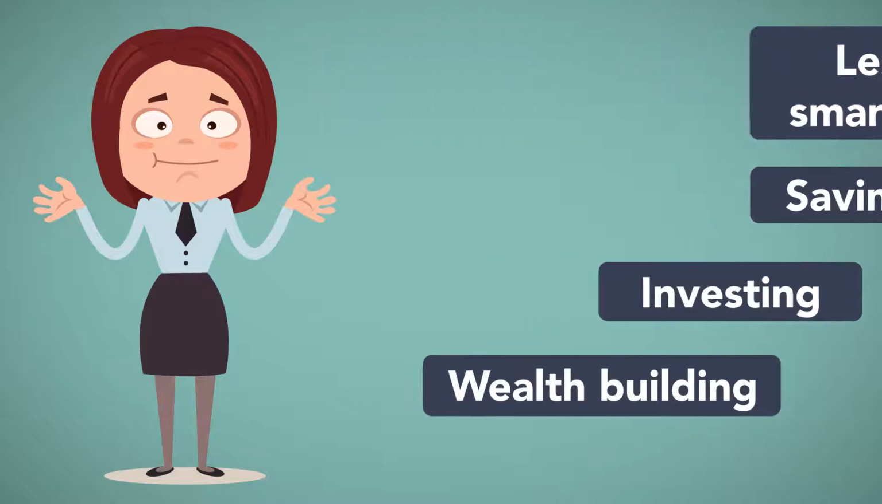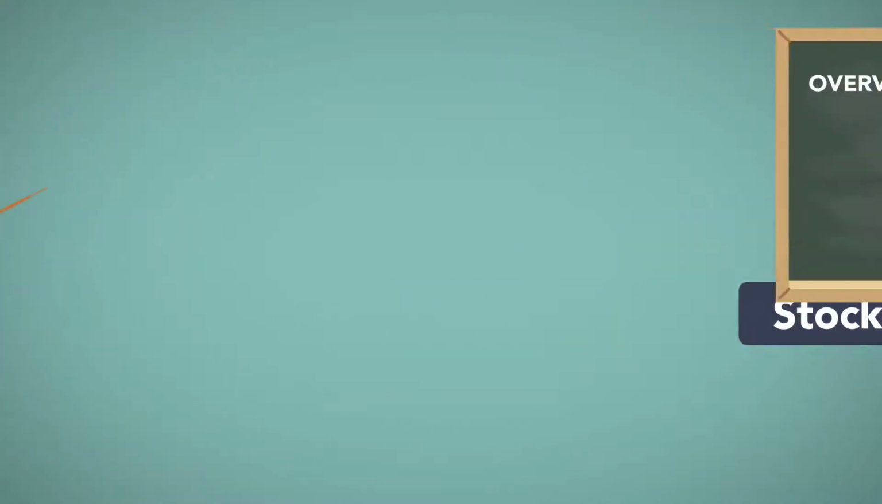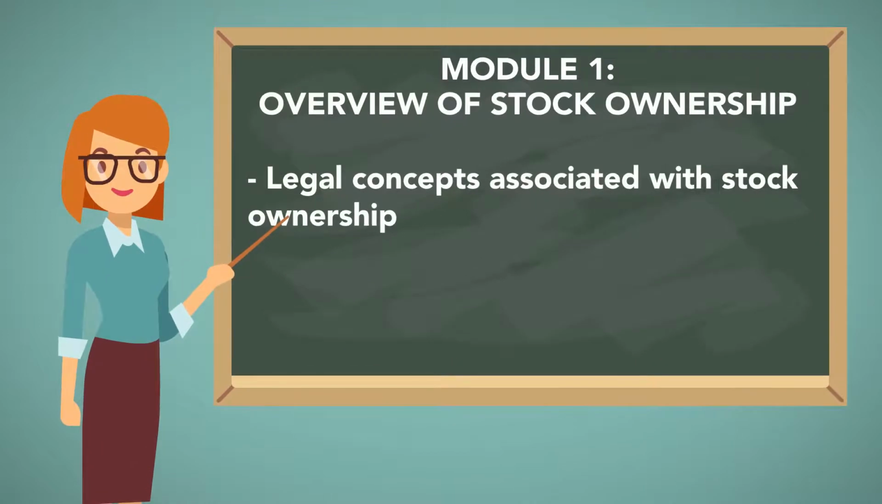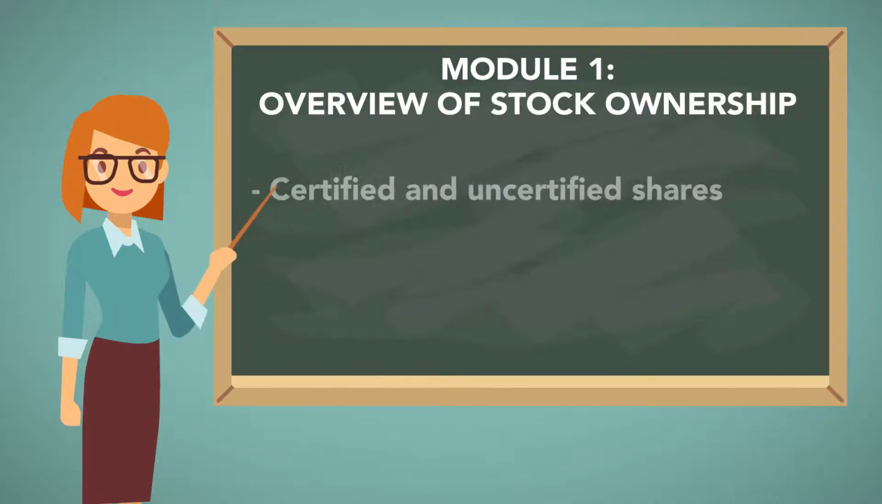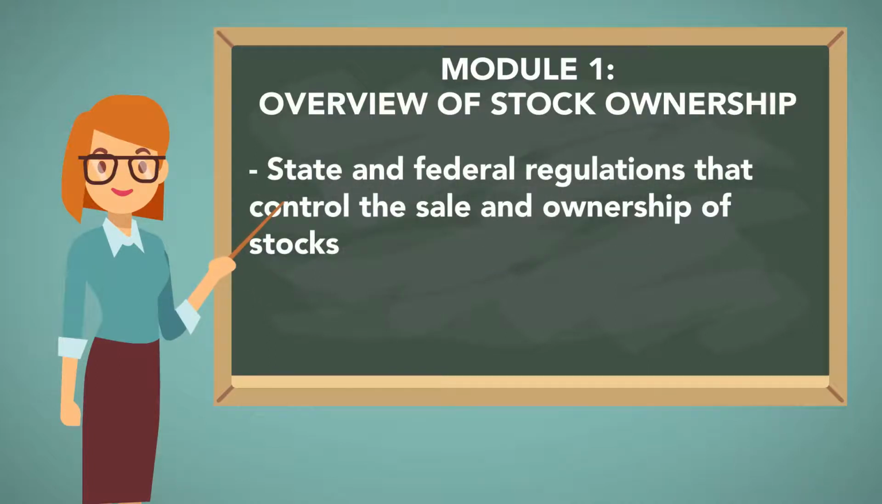This course will provide the viewer with an overview of stocks and stock ownership. In our first module, we will provide an in-depth overview of the legal concepts associated with stock ownership. We'll first discuss how shares of stock are defined as a type of security. Next, we'll distinguish certified and uncertified shares of stock and distinguish between the different classes of shares. Finally, we'll introduce the state and federal regulatory framework that governs the sale and ownership of stocks.